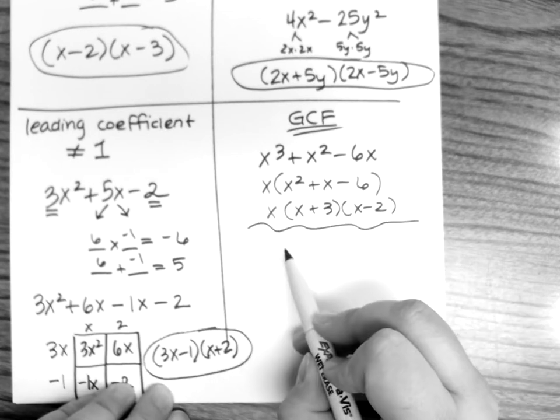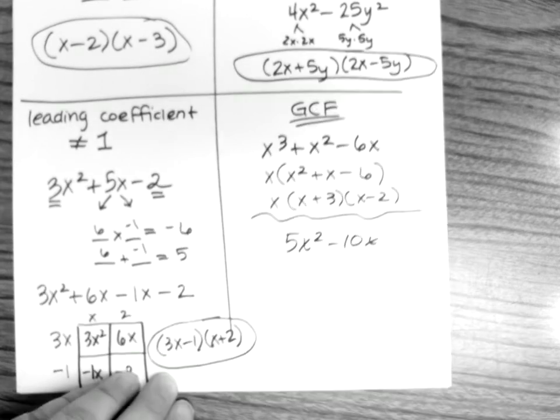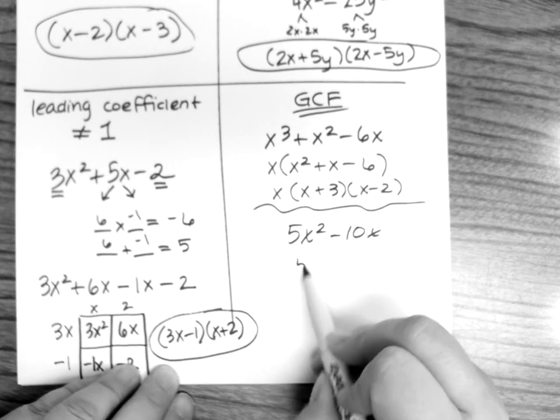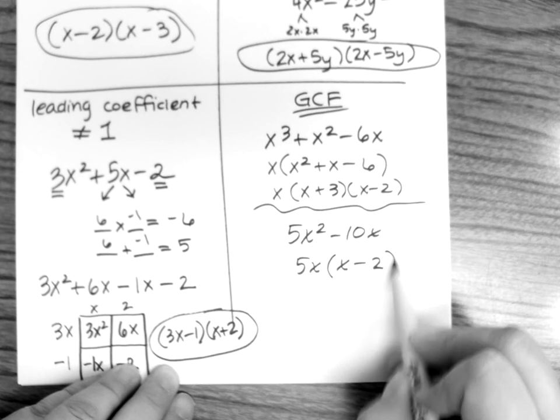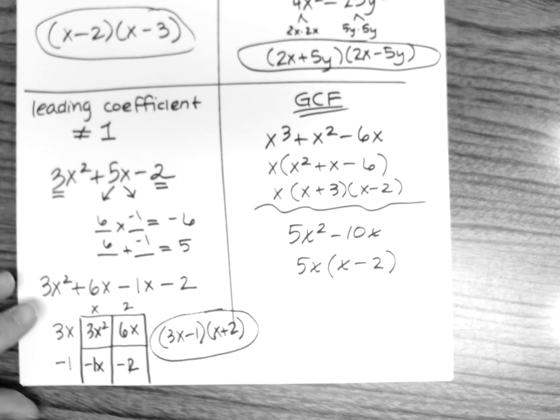Sometimes all you have is a GCF, like it might be 5x squared minus 10x. Well, 5x can come out of both of them. It leaves an x in the first one and a -2 in the second one. And that's it. So you always should check for GCF before you do any other method. That's always the first thing you should do.